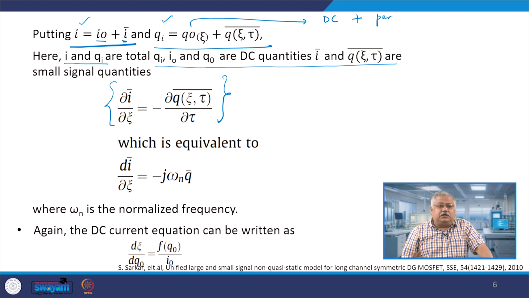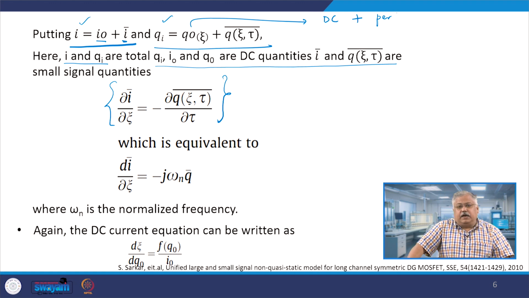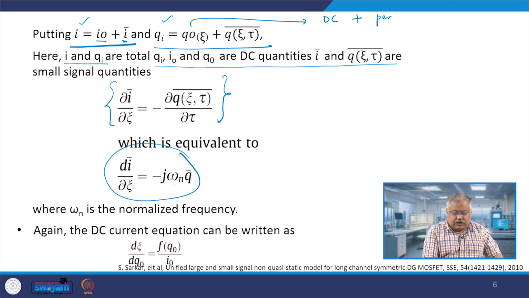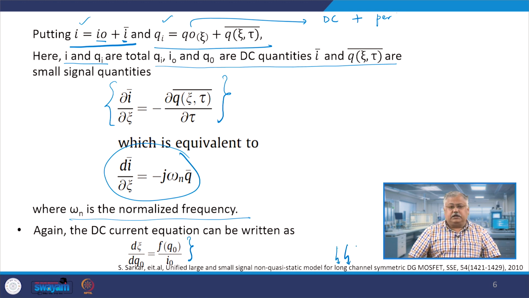When I take an average value of the charge, mathematically it becomes simpler to handle. We write down this expression as di/dξ equals minus jω_n q, where ω_n is the normalized frequency of the input signal. Similarly, you can write dξ/dq equals f of q0 upon I0. Most of the explanations and documentation have been taken from this paper, and this gives me effectively the DC current equation, which can be written as shown at the last page of this slide.